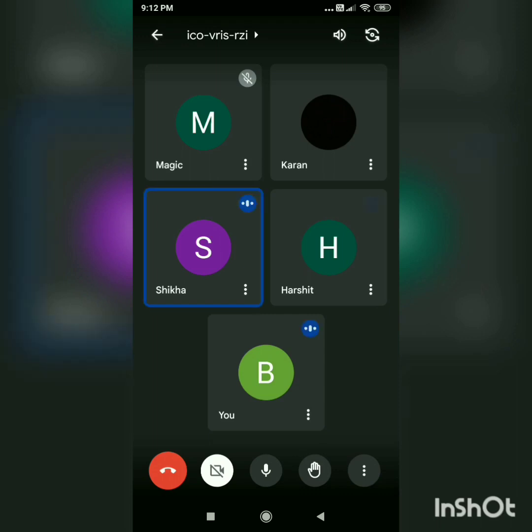Idioms, correct idioms and right idioms. Right means R-I-G-H-T. What do you mean by correct idioms and right idioms? Can you tell me anything about that?